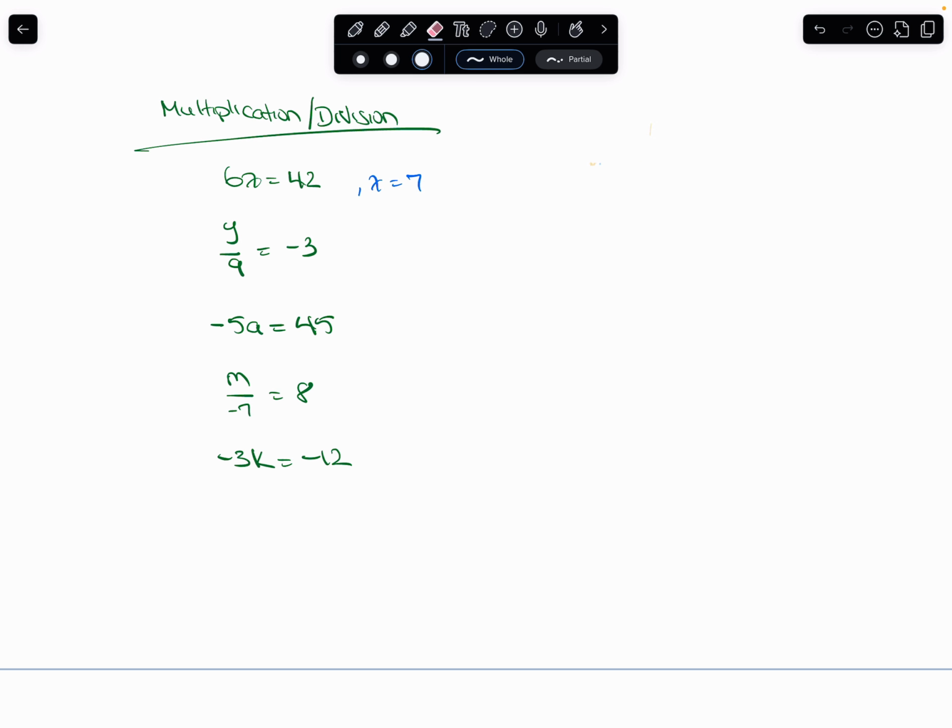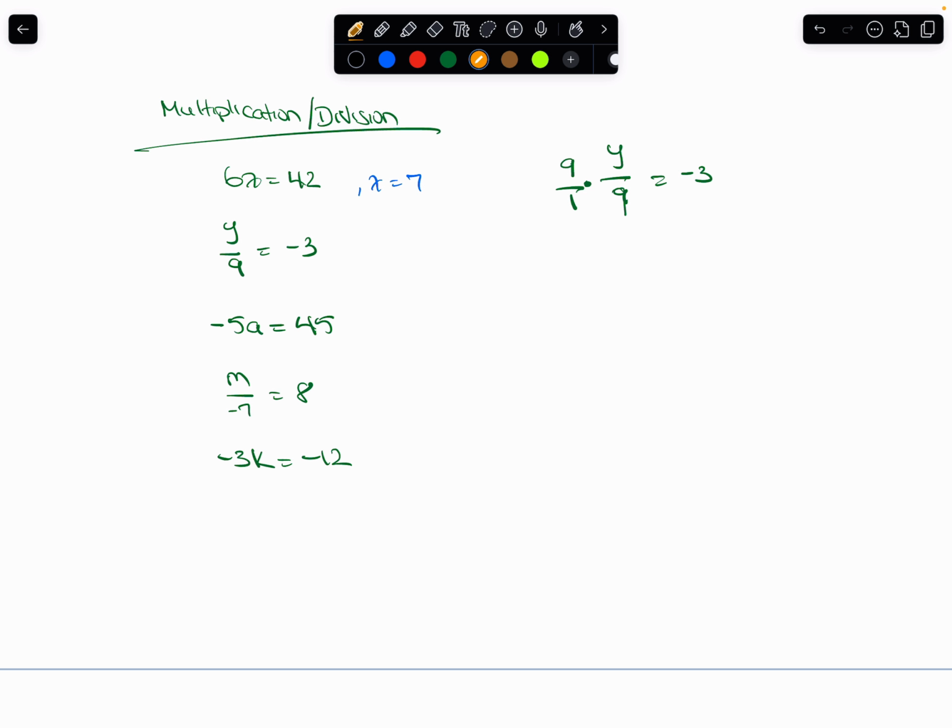Let's knock out these other questions now. y over 9 equals -3. The y is being divided by the 9, so I must do something to the 9 so that the y can be left alone. I must do the opposite of division, which is multiplication. But how will we multiply this? If we have the 9 on the bottom, we need to multiply it so the 9 is on the top. So what we do is 9 over 1.